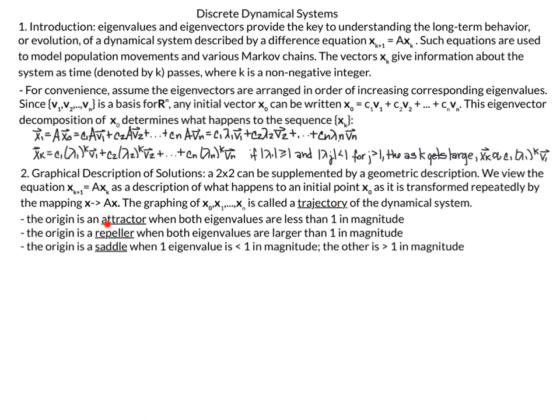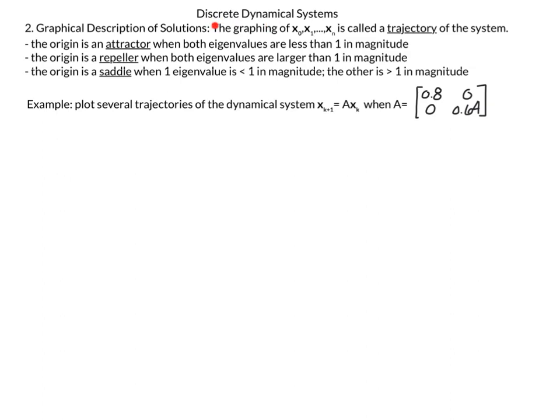This here is a summary of what we will work up to through a number of examples. So here I have my definition of trajectory and the summary that we are working up to. Our first example is to plot several trajectories of the dynamical system where x of k plus 1 is equal to A x of k, where A is the 2 by 2 matrix with column vectors (0.8, 0) and (0, 0.64).